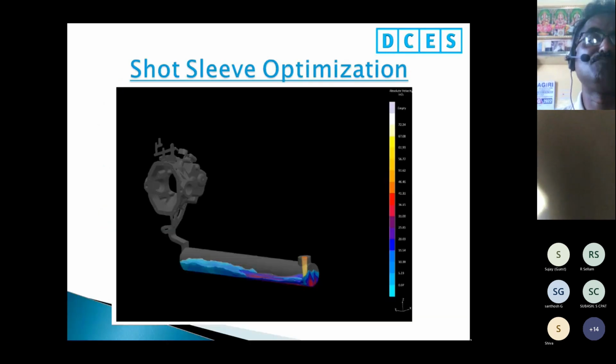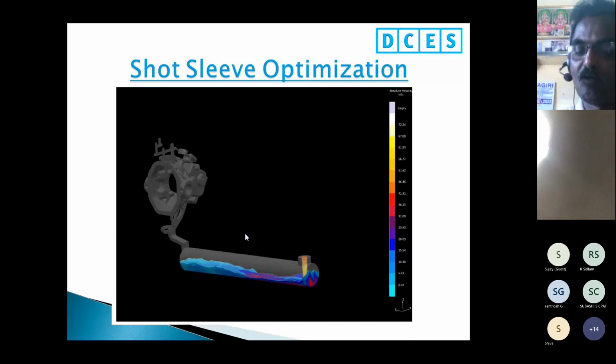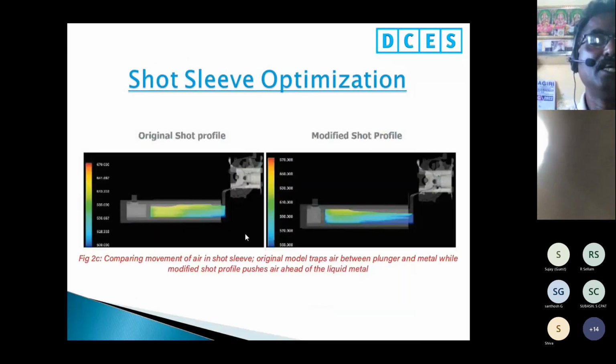So here we can see some kind of shot sleeve optimization when you have a fully automatic machine. I will move the cursor here. See here, the material is going and hits the moving die spreader, getting back and creating air. On the left side, you can see there is air entrapment in the shot sleeve. This is the original shot profile, and on the right side you can see the modified one.